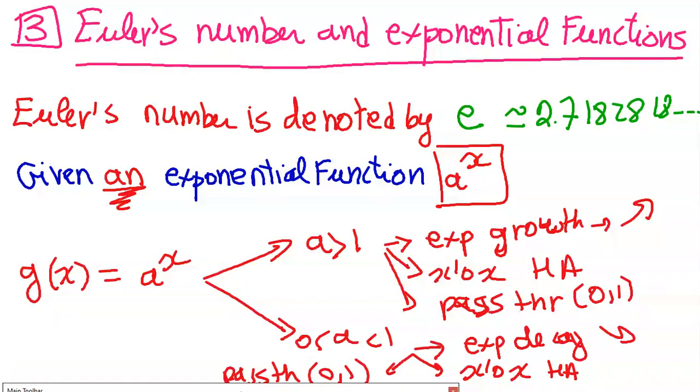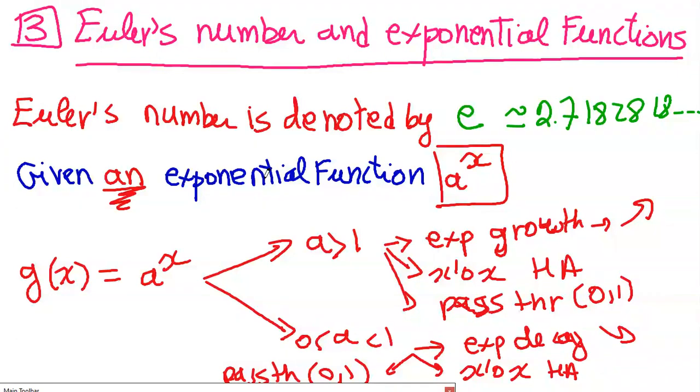Now, the last part in this lesson is Euler's number and the exponential function. First, what does Euler's number mean? It's denoted by the letter e, and it's approximately 2.718. It's an infinite number, it's not exact, so normally we take 2.7. You have it on the calculator also. Now, if an exponential function a^x is given, why did I say an exponential? Because the only exponential function is e^x. We will see it now in this video.